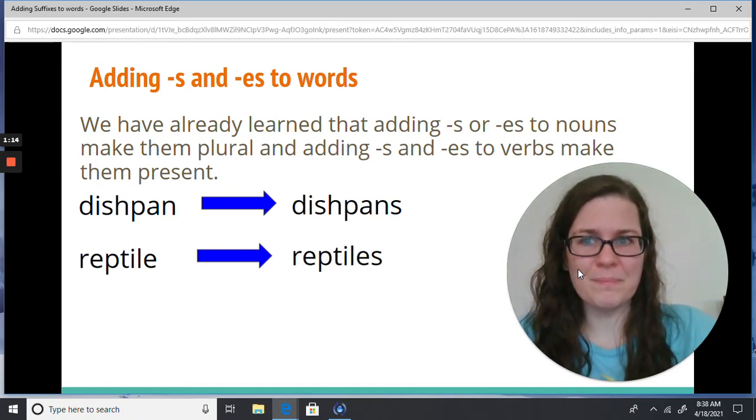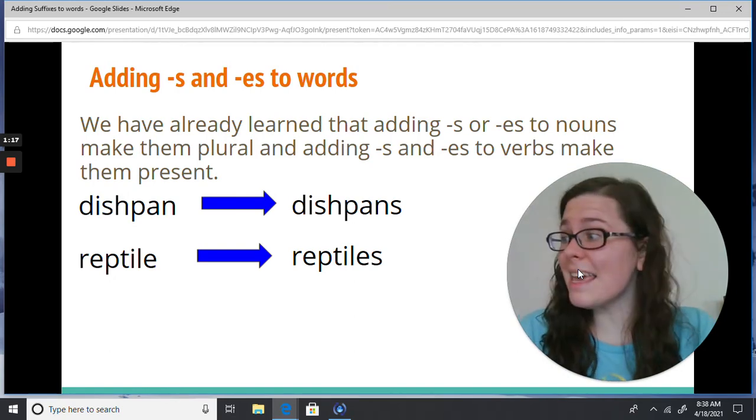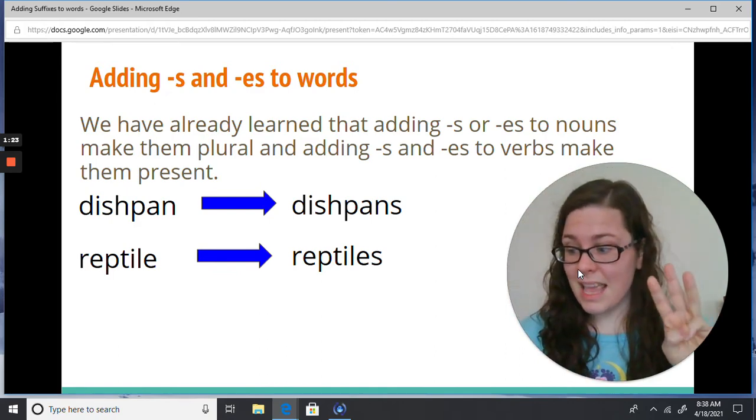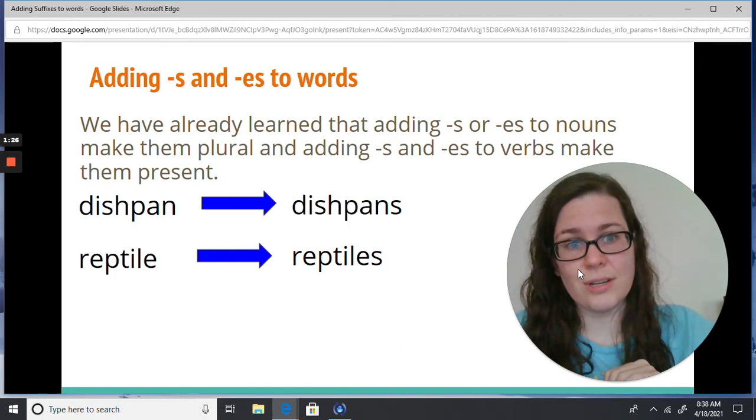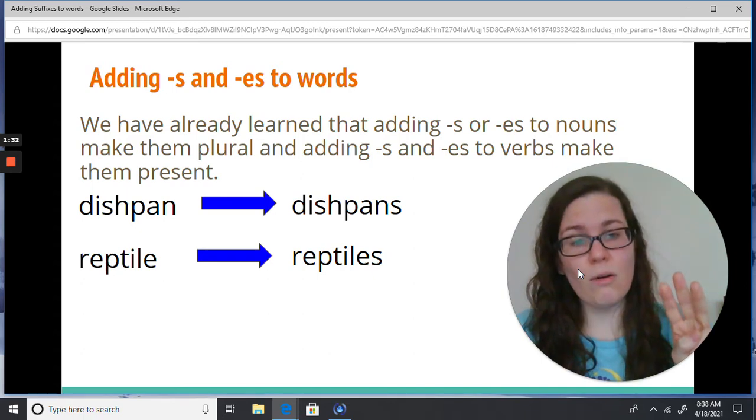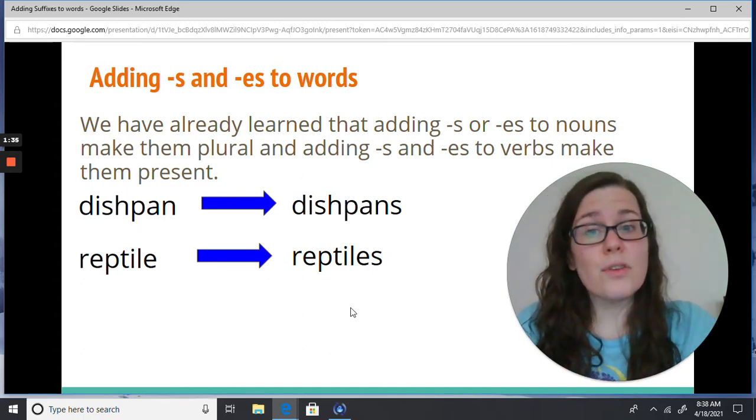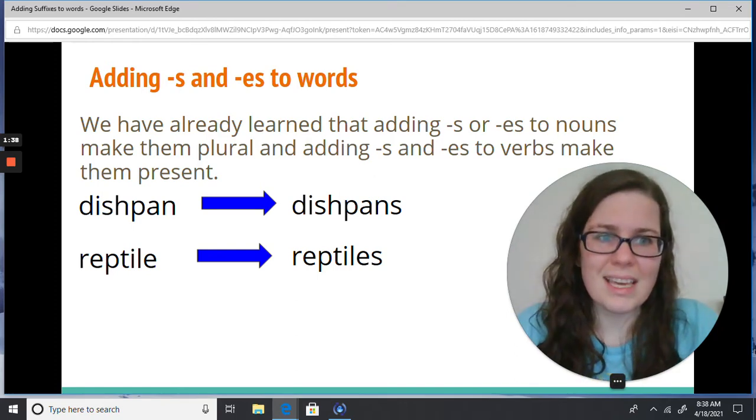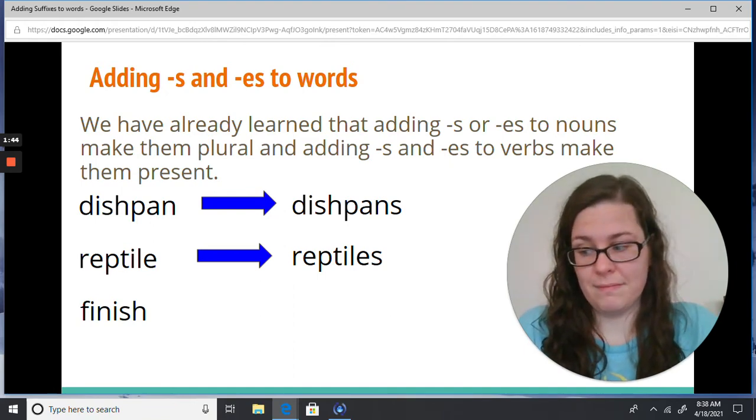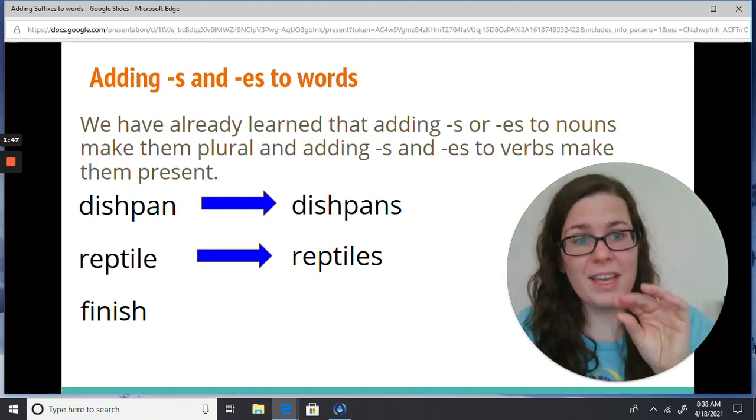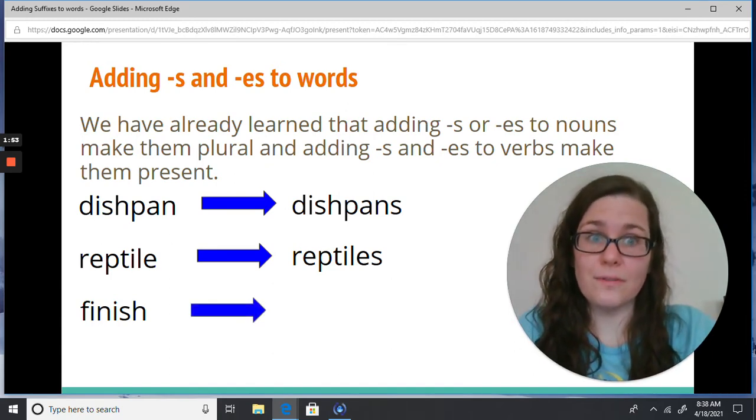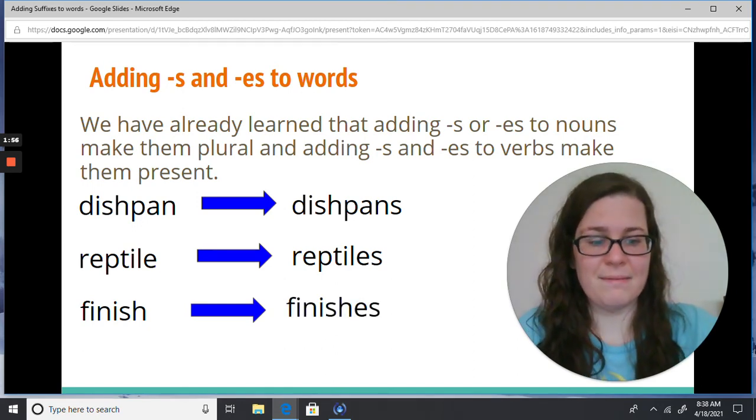More than one reptile. Now remember, you add ES to words that have S, X, Z, CH, or SH at the end. So the only time you add ES to words is when you see S, X, Z, or the digraphs CH or SH. Now if you notice in reptiles, it looks like there's an ES, but it's because that E was at the end of the word. So we have finish. Two syllables, fin and ish, finish. And when we add ES to finish, we get finishes.